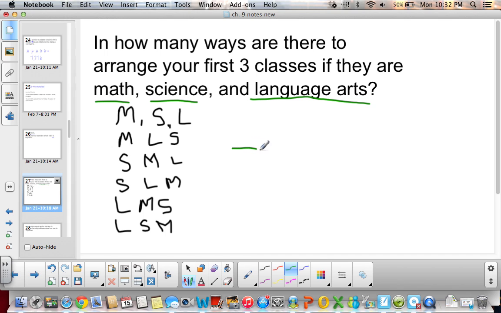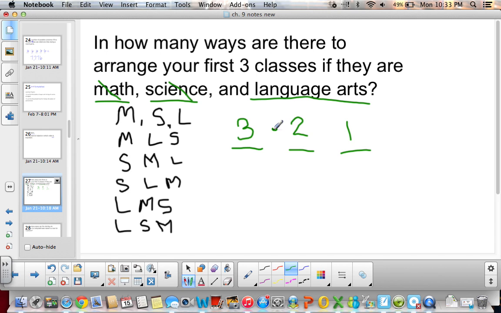So we have basically first, second, and third hour. For first hour, if we haven't picked anything yet, we have 3 choices because we can pick between math, science, and language arts. Once we pick one, like if we picked math, then we only have 2 left, science and language arts. So for our second hour, we have 2 left. And then for our third hour, because we picked that one, we only have 1 left.